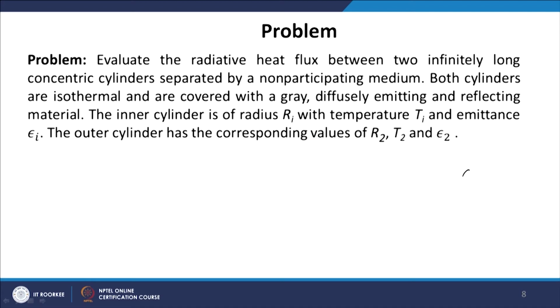So, we have concentric cylinders. This problem we have already solved using the net radiation method. I will give you the result. Both the cylinders are isothermal at temperatures T1 and T2. The inner cylinder has temperature T1, emittance epsilon 1, radius r1; the outer cylinder has radius r2, epsilon 2 and T2.